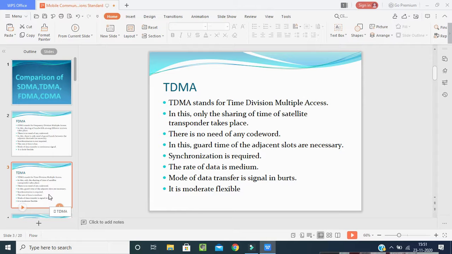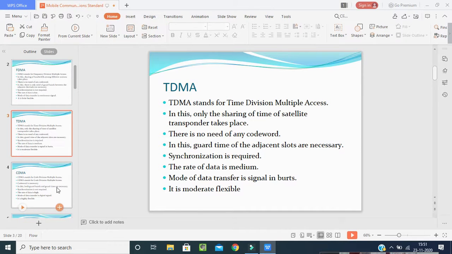For FDMA, the data rate will be low and synchronization is not required, whereas in TDMA, it is compulsory, it is required, and the data rate will be medium. And the mode of data transfer is signal in bursts. Now, it is moderately flexible.